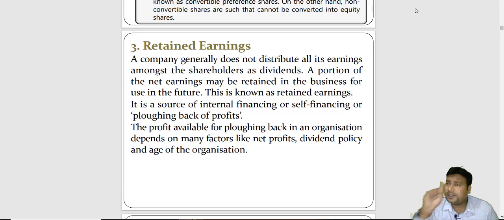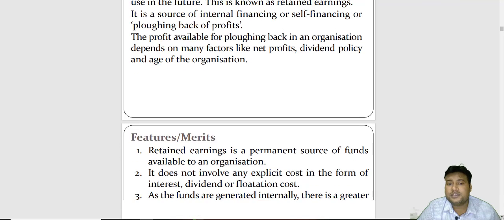So what MCQ can come from retained earning? Number 1, retained earning is equal to undistributed profit. Number 2, retained earning can be utilized for self-financing. Number 3, retained earning is the cheapest source of finance, because it does not need to be issued to someone. It is already there in the business.